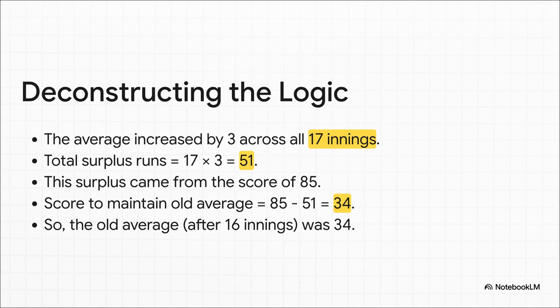Now, where did that 51 run surplus come from? It came from his score of 85. So if we take that surplus away from his score, 85 minus 51, that's 34. And that tells us that 34 must have been his original average before this amazing game.